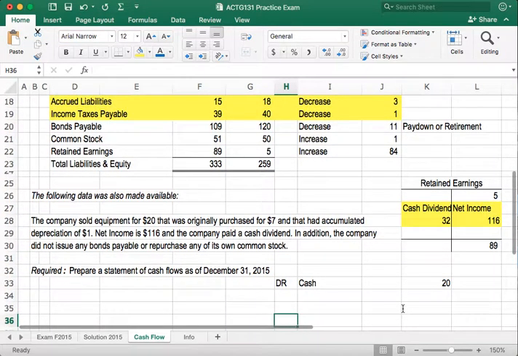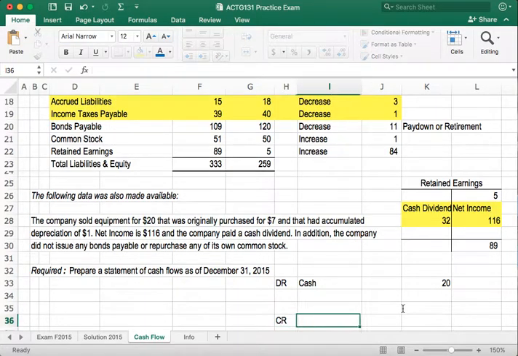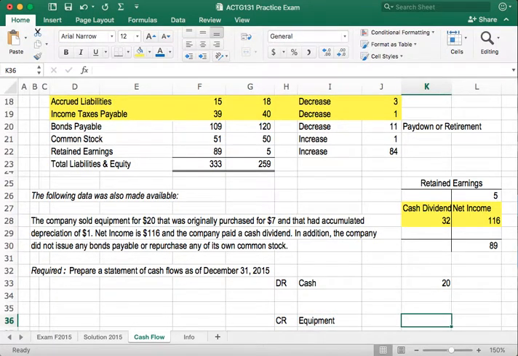Now I know when I sell an item, I have the cash amount, and I need to remove from my books the actual equipment at its purchase price. So let's put in here a credit to equipment, and the purchase price is 7.